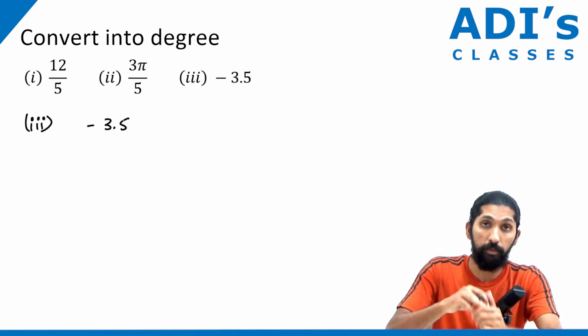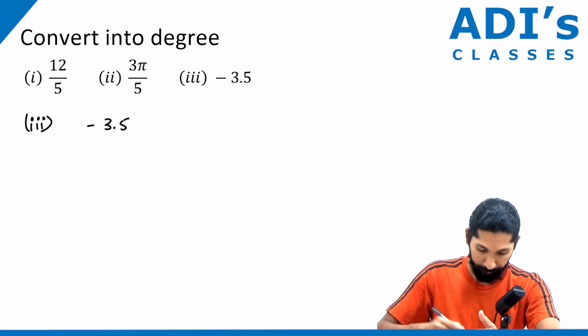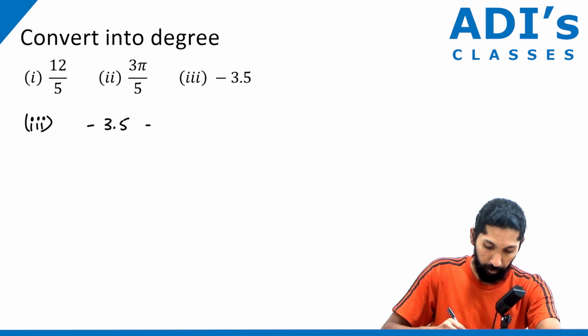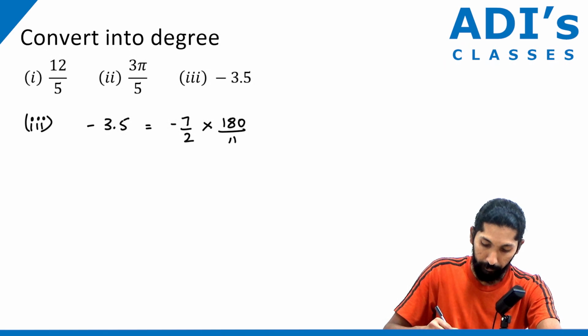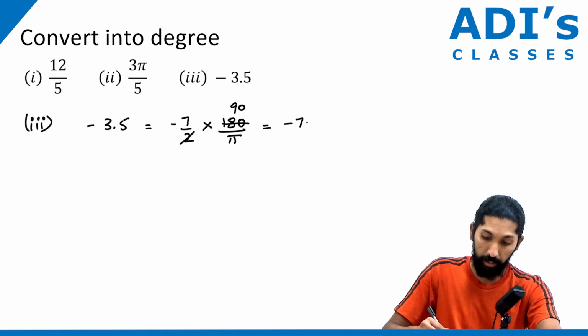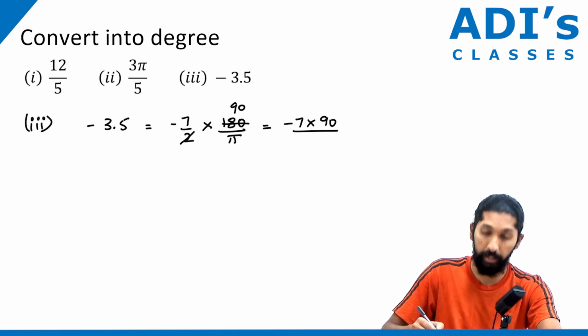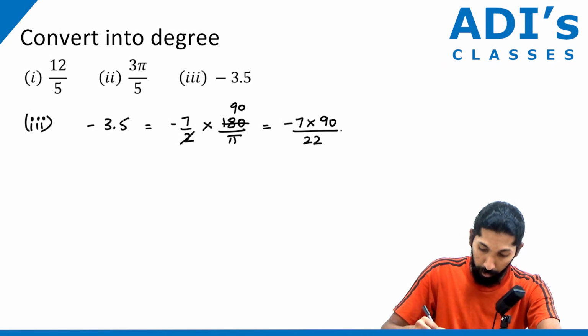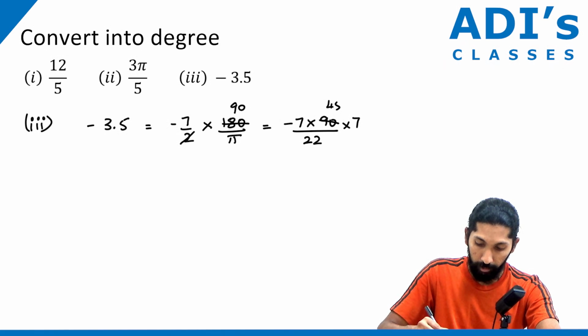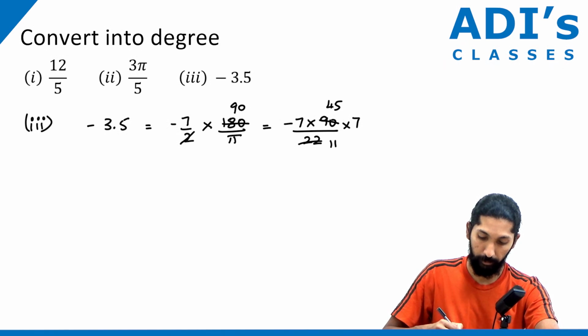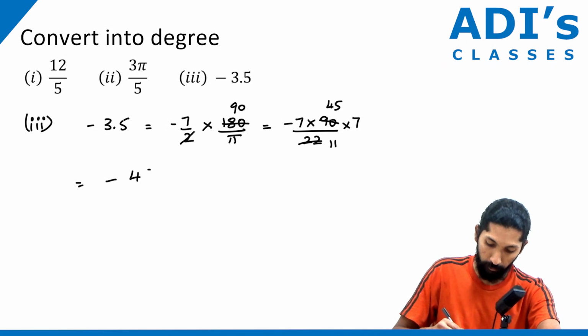I hope you guys have solved it. Let's solve this one now. So here, minus 3.5, I'll write it as minus 7 by 2. Minus 7 by 2 into 180 divided by pi. So 2 into 90 times. Correct? So minus 7 into 90 divided by pi, which is 22 by 7. 7 goes to the numerator, isn't it? 2 you can do 45 times, 11 times. Now you have minus 49 into 45 divided by 11.